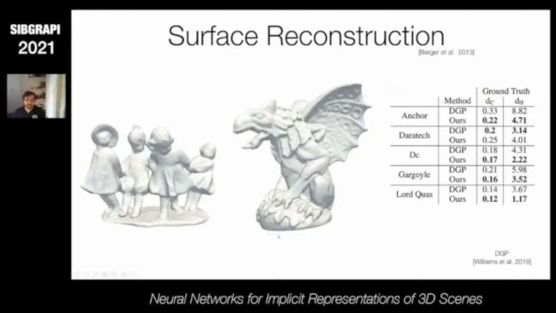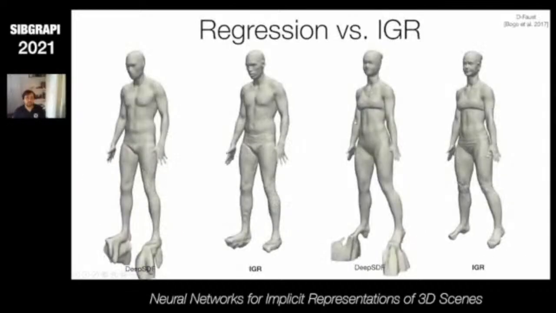The authors compare their technique with the baseline DGP, which is a chart-based technique for shape reconstruction. The table here shows the Chamfer and the Hausdorff distance to the ground truth. As you can see, IGR outperforms this paper, which is the previous state of the art. Also, with the FAUST dataset for human shapes, IGR can achieve state-of-the-art reconstructions considering implicit representations with neural networks.